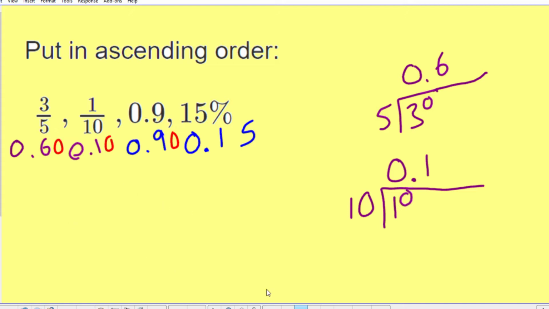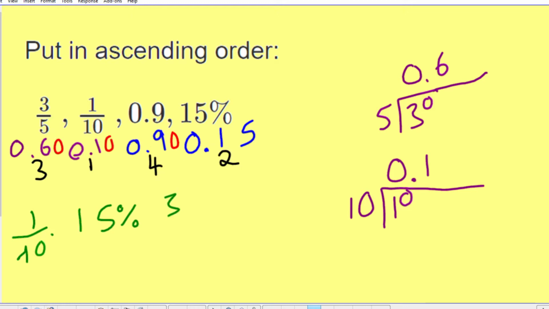And now let's compare. The smallest we have is 0.1 or 0.10. That's your smallest, so that's number 1. The next one is 0.15. So that's number 2. 0.60 is number 3. And 0.90 is your largest. So let's write these out in order. Your smallest is, remember, you turn them back to the original number, so that's 1/10. Then your next smallest is 15%. Your next smallest is 60, so it's 3/5. And your largest is 0.9.